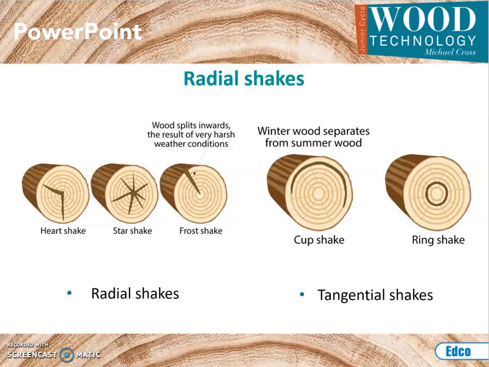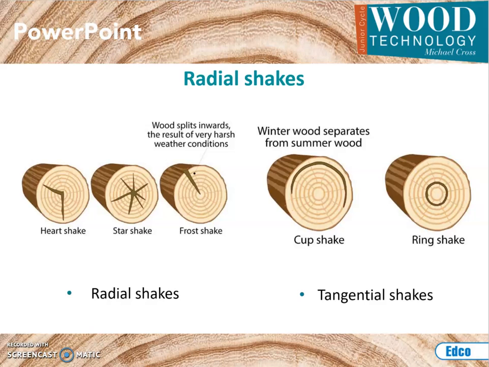You know they're radial because it relates to the word radius, which is half the diameter of the circle. So you have the heart shake, which goes to the center or the heart of the tree. You then have the star shake, named so because it looks like a star, and then you have a frost shake. When you're in geography, maybe you've learned about it, maybe you haven't, you know that freeze-thaw action occurs. It's basically when water freezes, it expands. Then when it thaws out, it contracts.